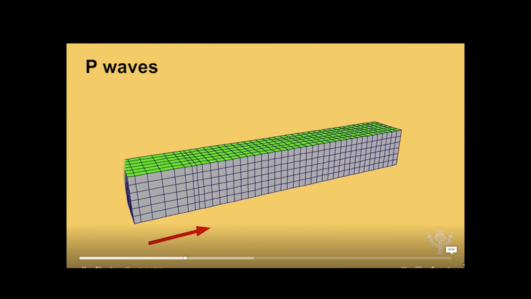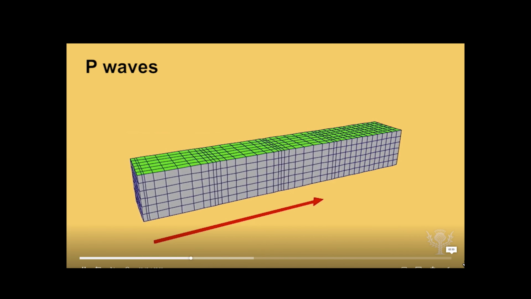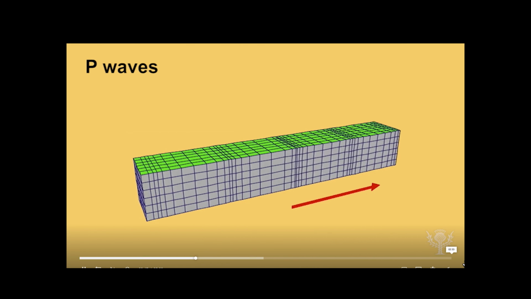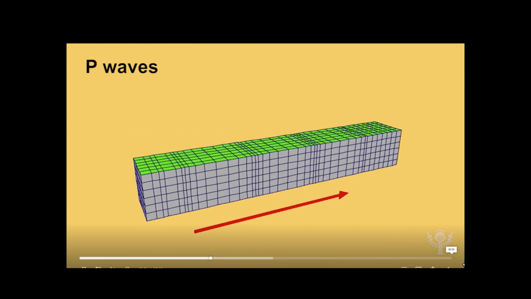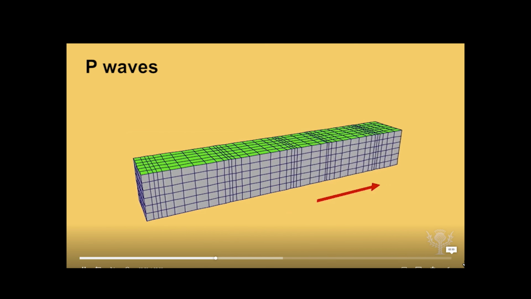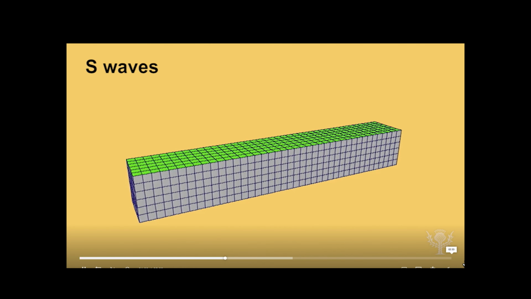P waves cause the ground to compress and expand. It moves back and forth in the direction of travel. They're called primary waves because they're the first type of wave to arrive at any recording station. P waves can travel through solids, liquids, and gases, like sound waves.